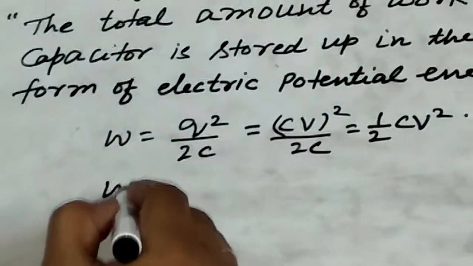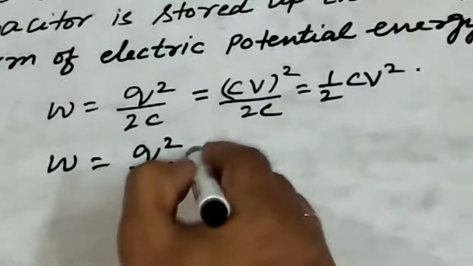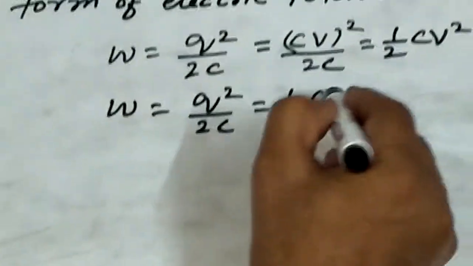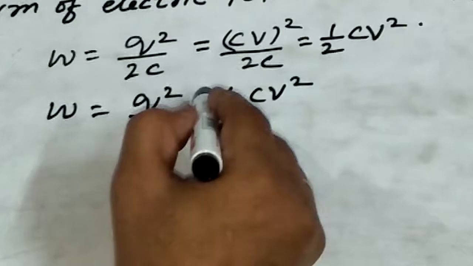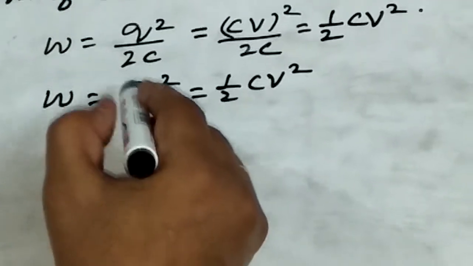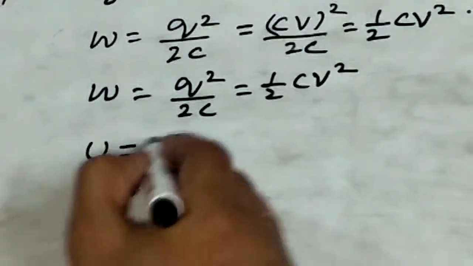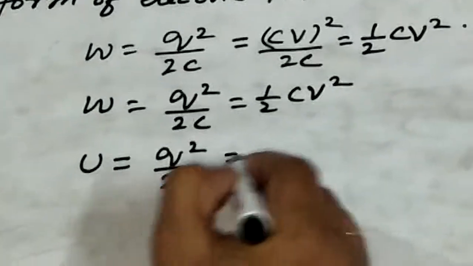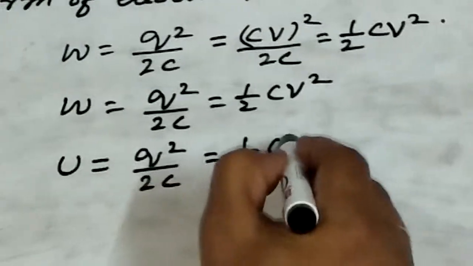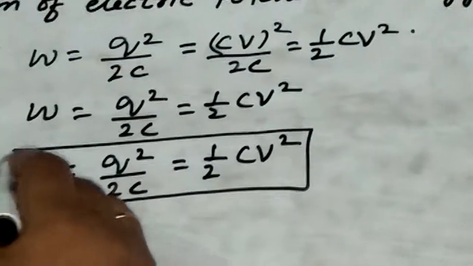It means W is equal to Q square upon 2C is equal to half CV square, and this work is actually stored in the capacitor in the form of its energy. So in place of W you can say the energy stored in this capacitor, U, is equal to Q square by 2C, or this is equal to half CV square. So this is the formula for finding the energy stored in a charged capacitor.